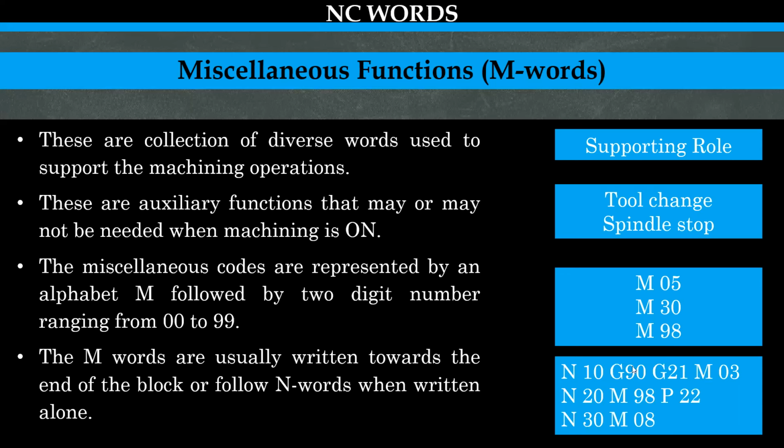But if we are writing a G word and an M word, we generally follow the sequence as N word, G word, and M word. Although it is not at all compulsory to write the G code first and the M code last, this is the sequence which is followed while writing the program.